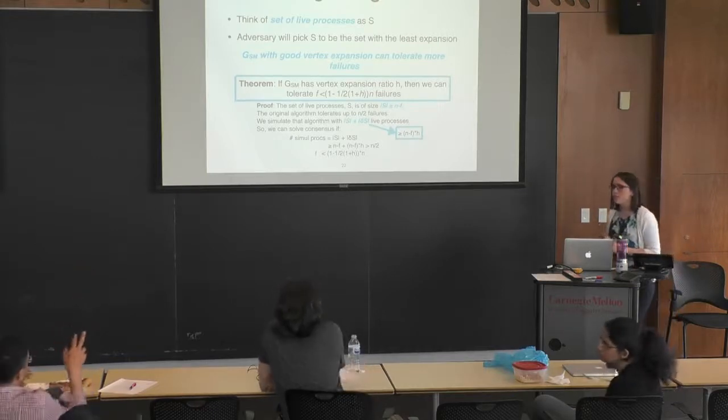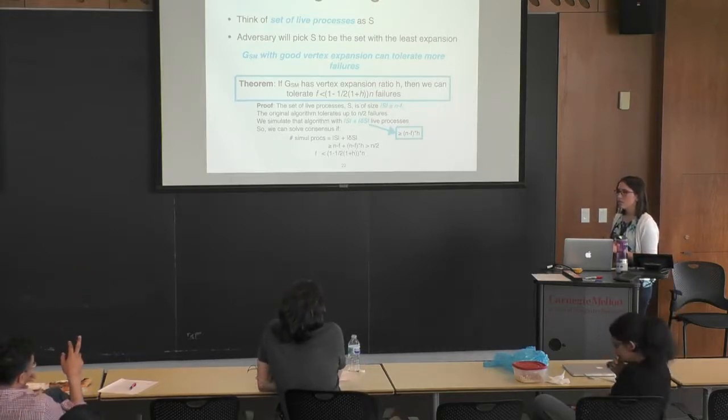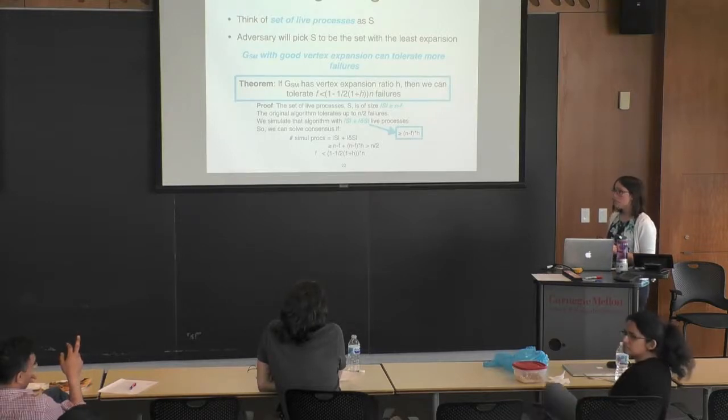I just want to interpret this. If the graph is a complete graph, then h would be 1, right? Yes. Then you're saying you can't tolerate any variance.